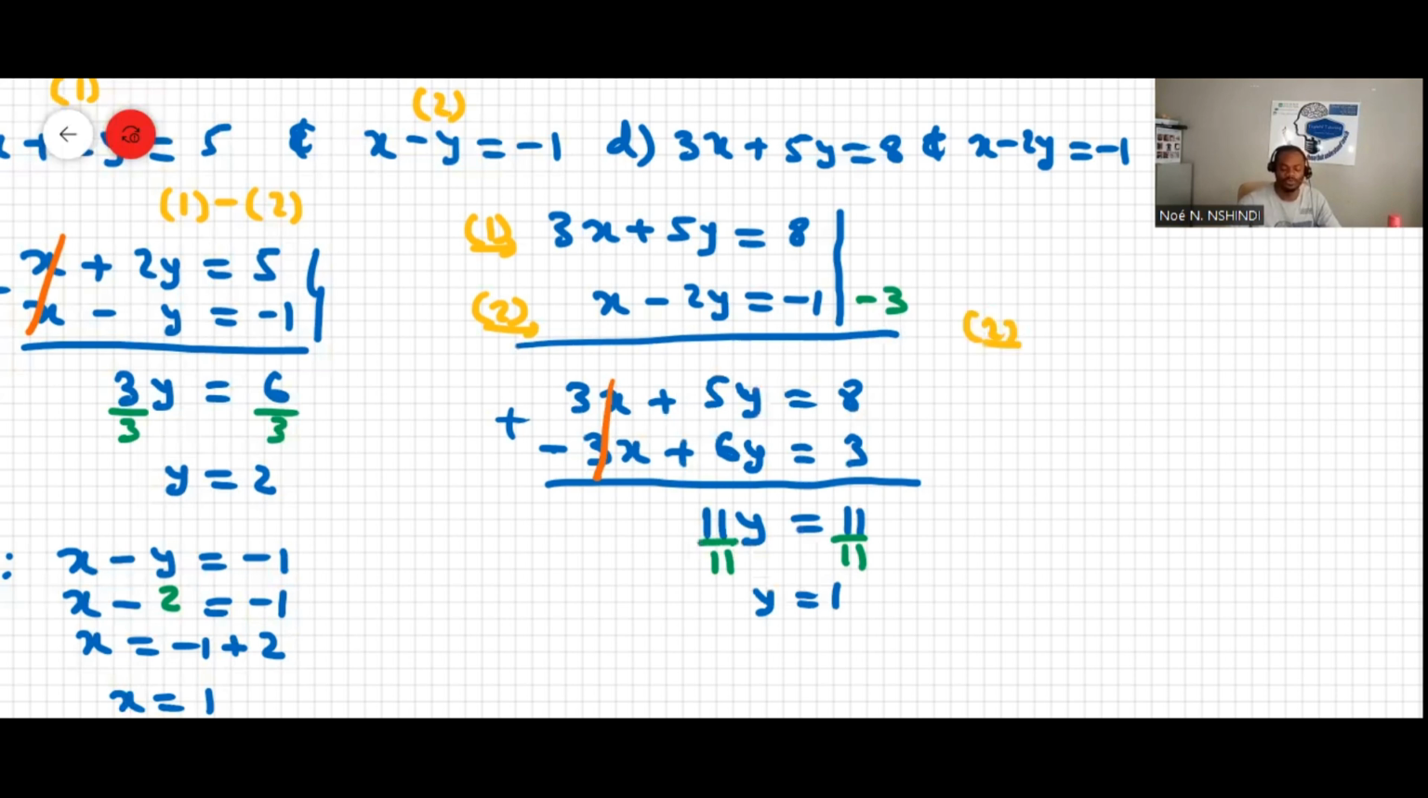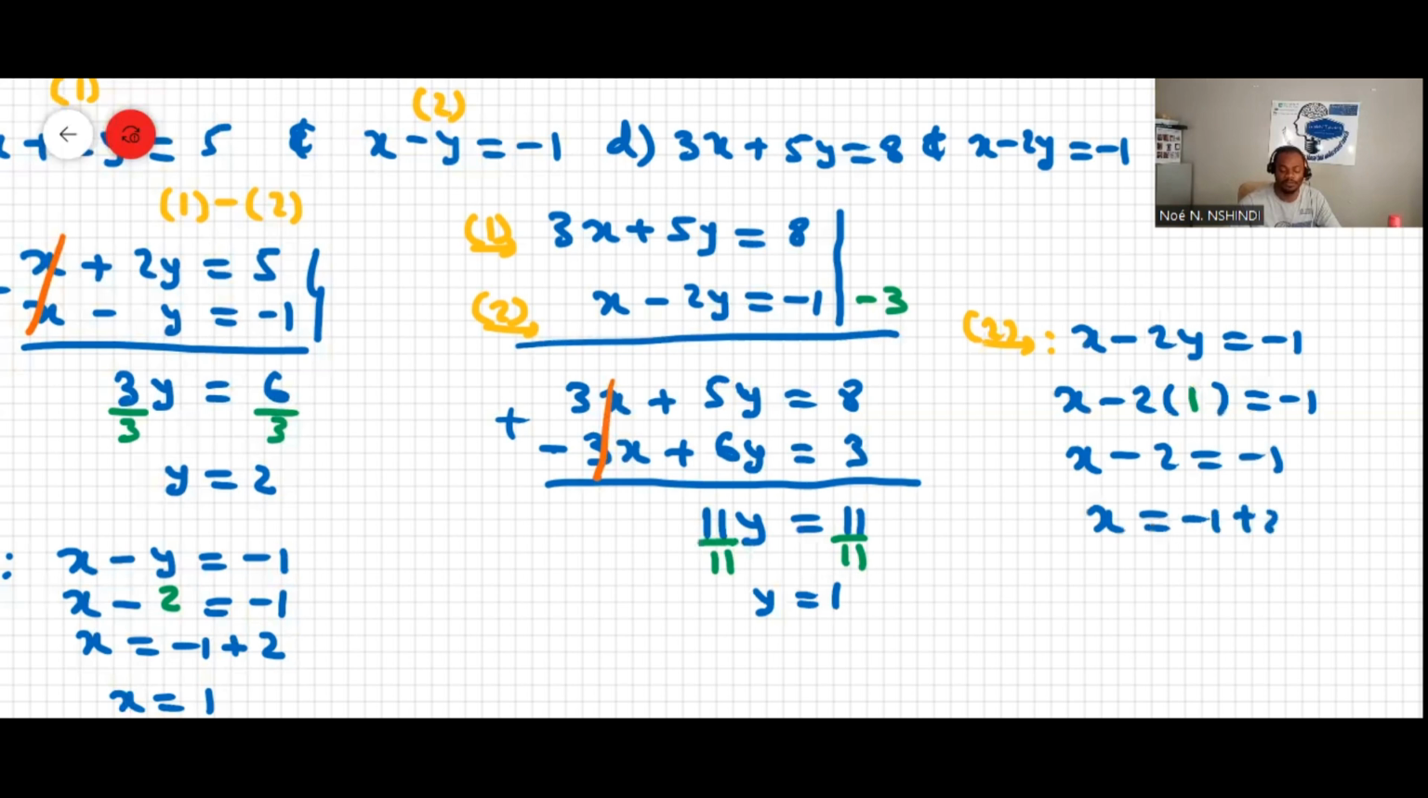From equation 2, we had x minus 2y equal to -1. I substitute the value of y, which is 1, and that makes x minus 2 equal to -1. If you move the negative 2 over, x will be equal to 1. So this means when y is 1, x is 1. Okay, that was for question D.